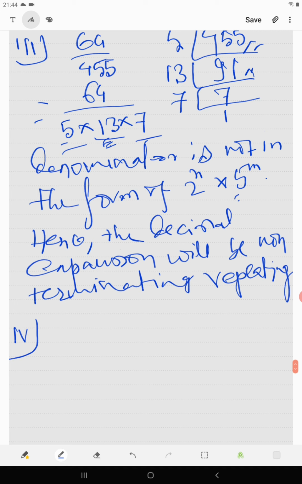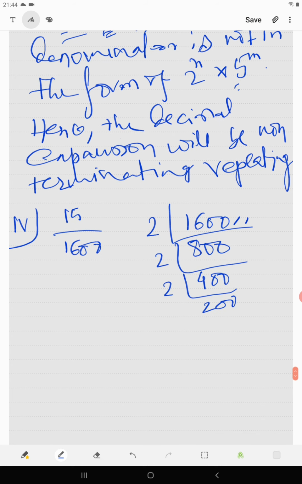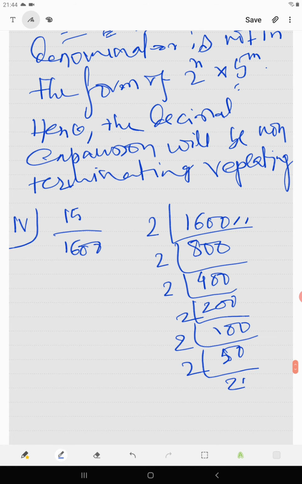So fourth one, 15 by 1600. Let's do the LCM. The 0 is there. First, 16 is divisible by 2, so let's go with 800, again divisible by 2, 400, again divisible by 2, 200, again divisible by 2, 100, again divisible by 2, 50, again divisible by 2, 25. Now 5 is there, so it will go with 5: 5 5s are 25, 5 1s are 5.